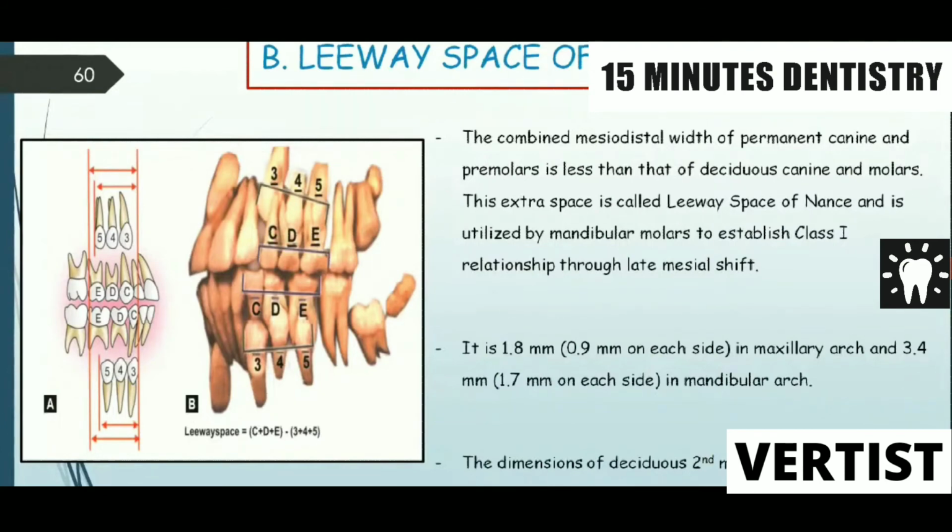In millimeters, this Leeway space is 1.8 millimeters, that is 0.9 millimeters on each side in maxillary arch, and 3.4 millimeters, that is 1.7 millimeters unilaterally in mandibular arch. Here again, the reason why it is more in mandibular arch is because the second deciduous molar is wider as compared to the maxillary second molar, and the dimension of second deciduous molar is more than that of second premolar. This excess space is called as E space.